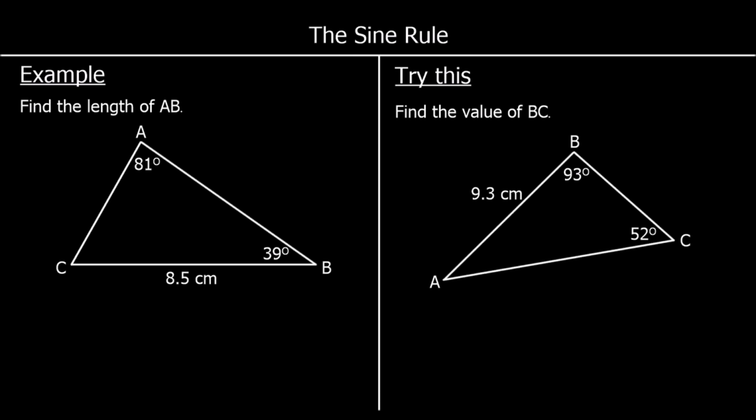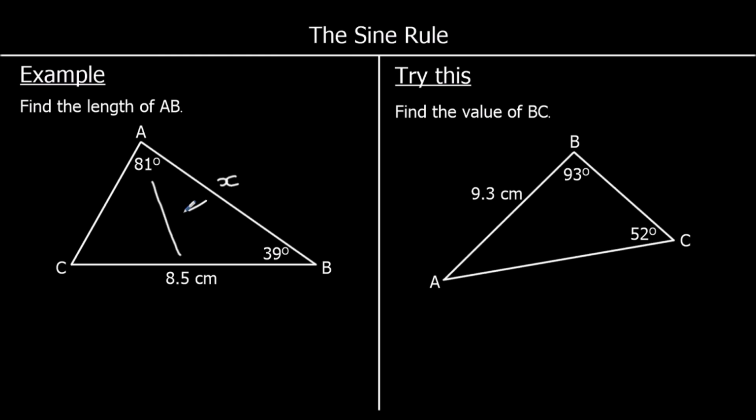Okay, another example. So this time it says find the length of AB. So AB is this length here, A to B. So I'm going to call that X. And I'm looking at my opposites. So 8.5 centimeters is opposite 81. So I've got one opposite there.